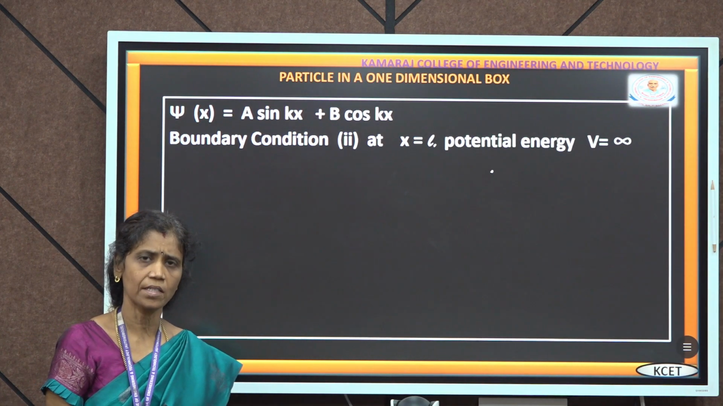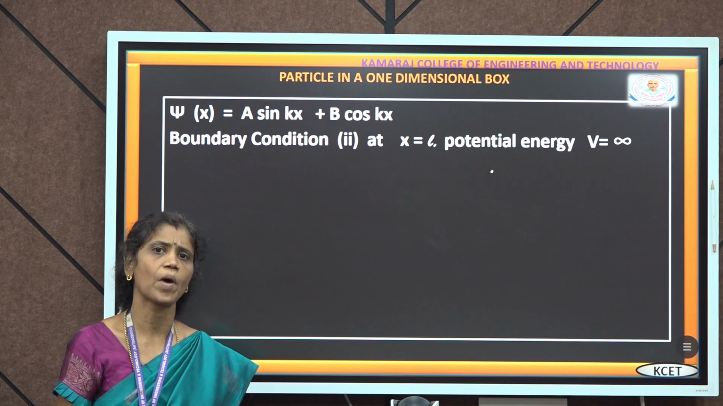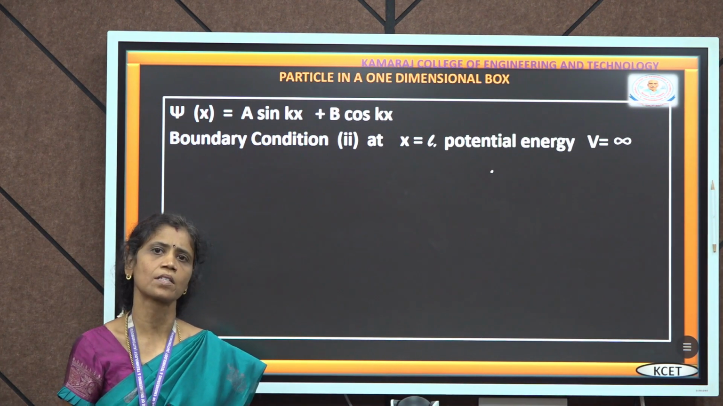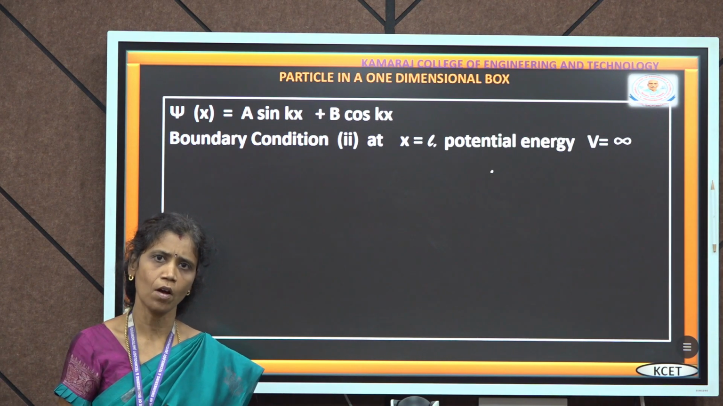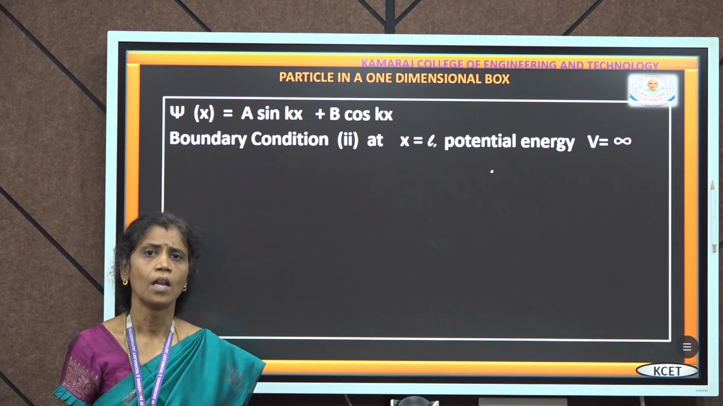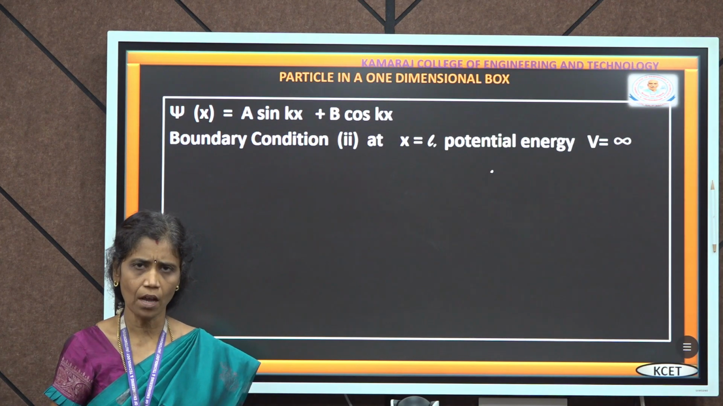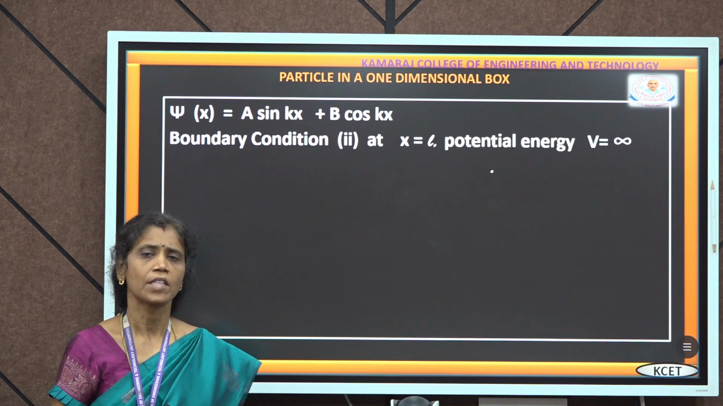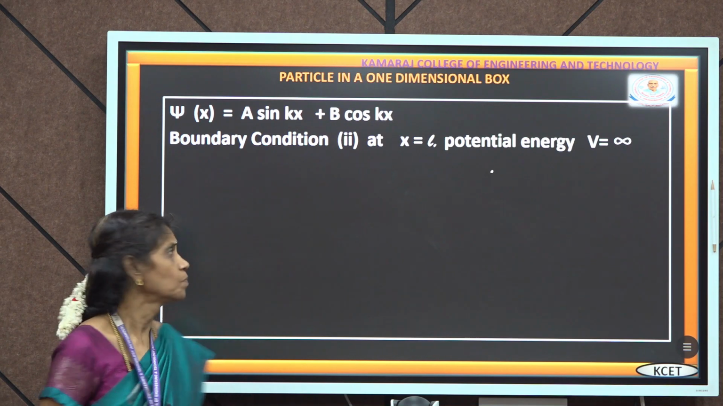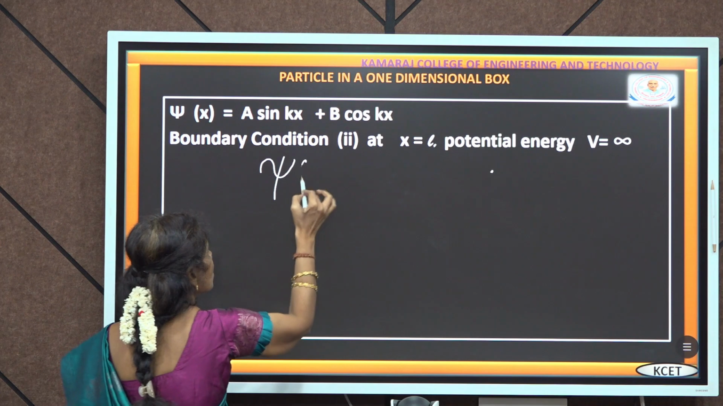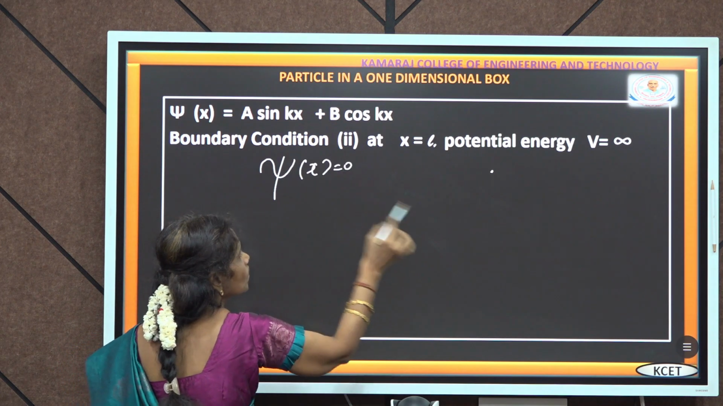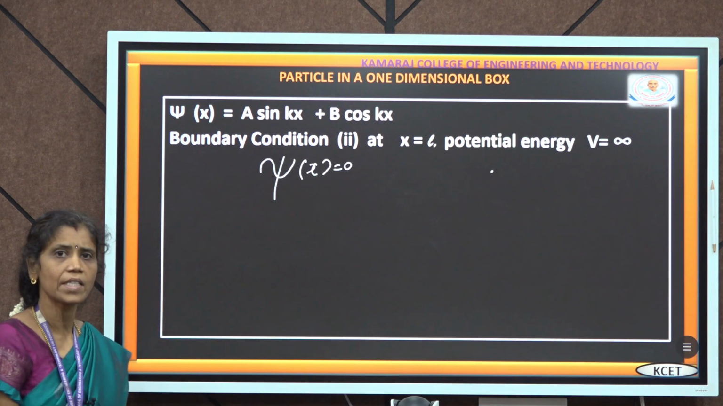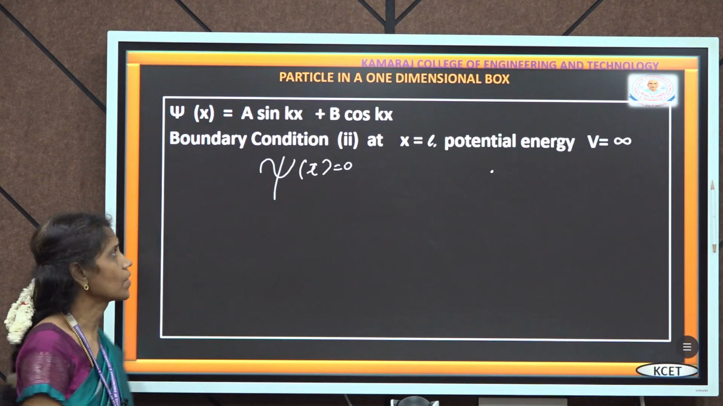At the boundaries and outside the boundary, the particle does not exist. So, the wave function becomes 0. The wave function of the particle does not exist outside of the box and at the walls of the box. Hence, the wave function is 0. Psi of x is equal to 0. Now, I am applying all the boundary conditions in the solution of the second degree differential equation.